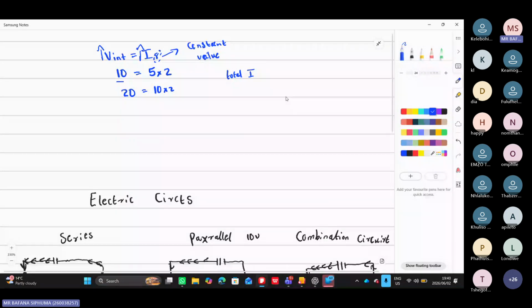Then, in conclusion, we said total current is directly proportional to V internal. Okay, now let's write the entire summary of our statements. Let's write that 4 marks answer that you're going to need in the exam.